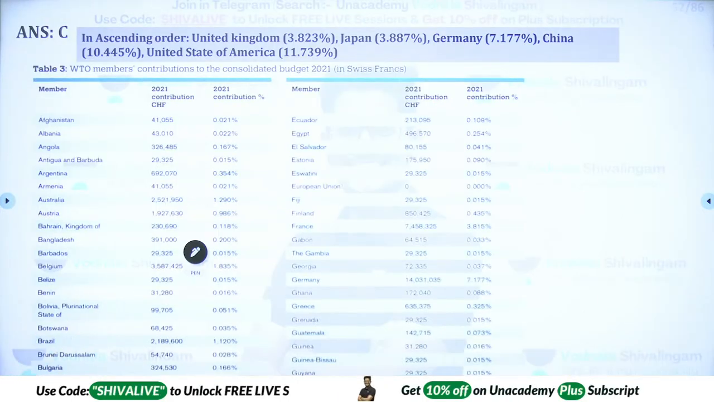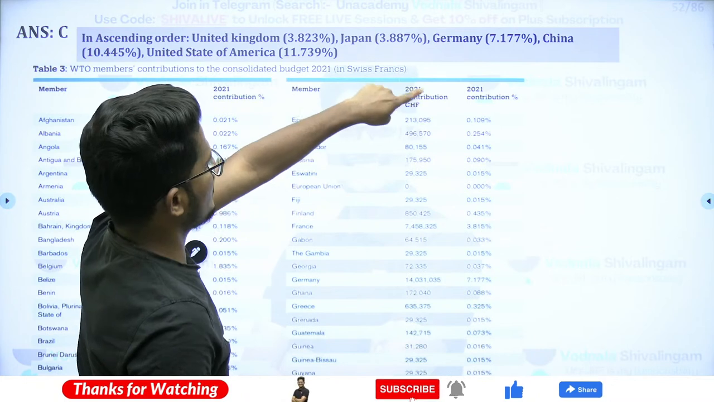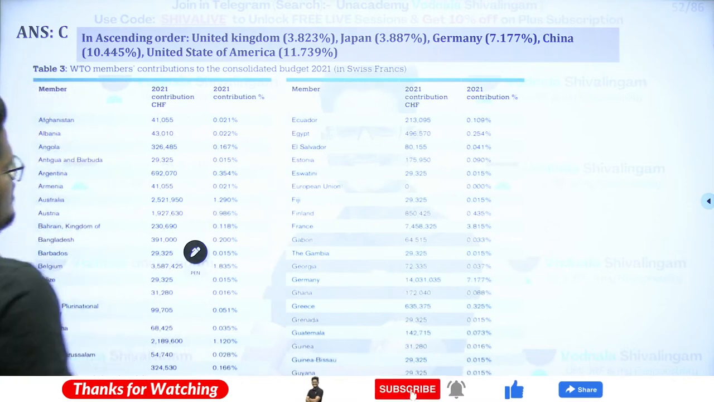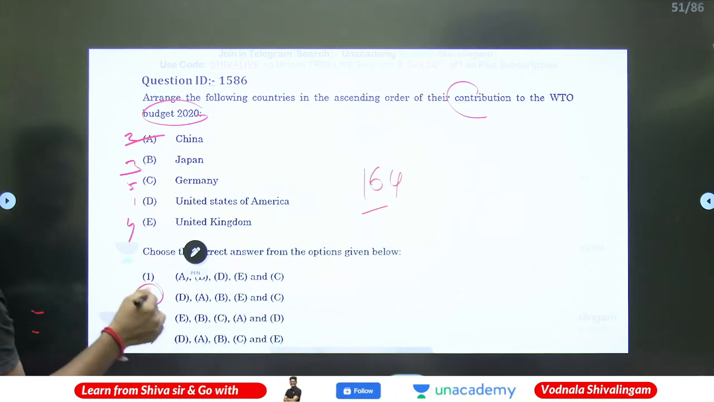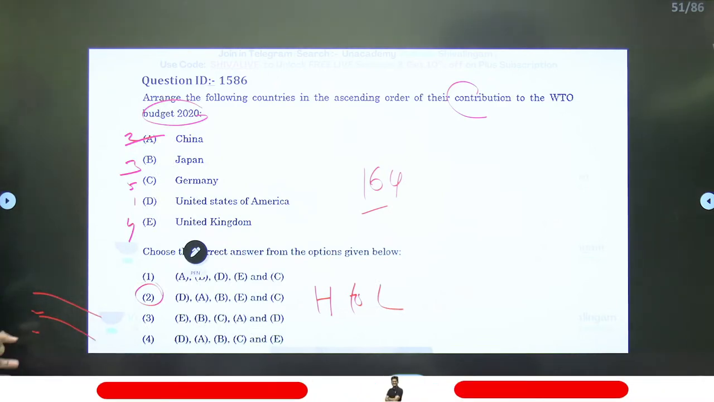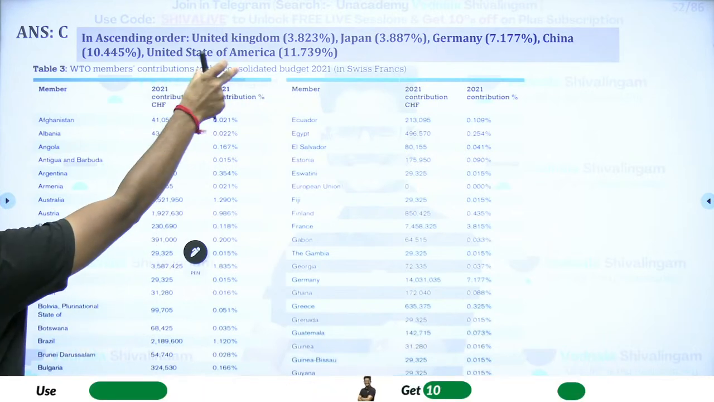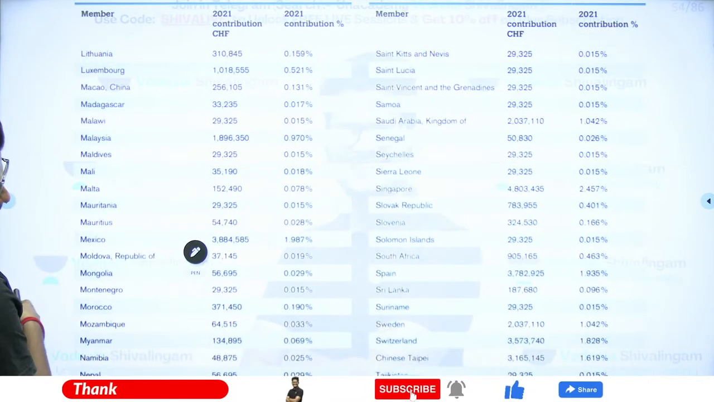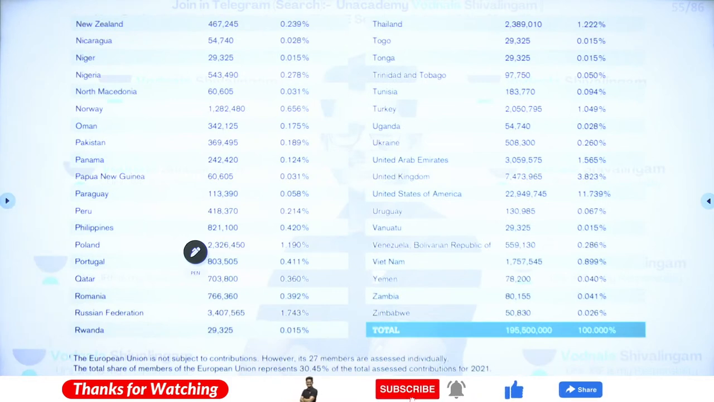If you look at the UK, 3.823, 3.887 and 7.1177, 10.445, and United States of America 11.739. They're asking about ascending order, na? Ascending order. That is why high to low, starting from US to ending with Germany. You can just look at the percentage of the contribution. Percentage of the contribution of all the 164 countries. Total 164 countries have been added. Right?